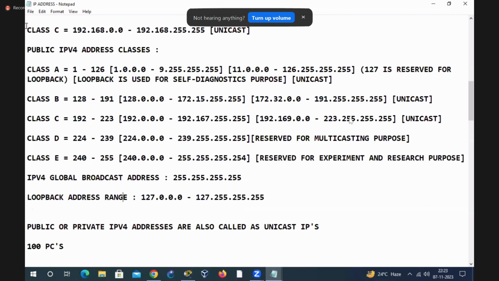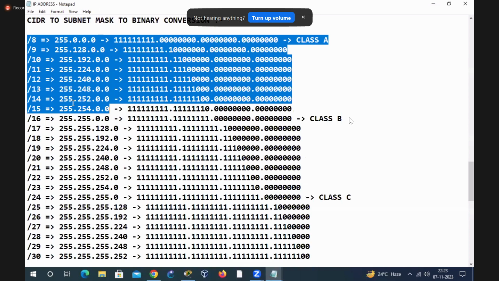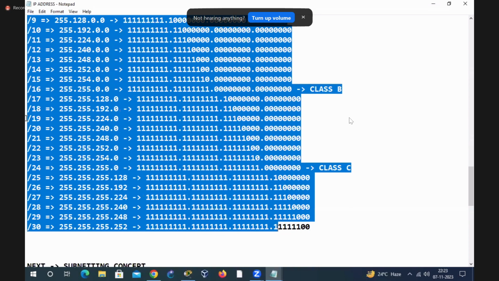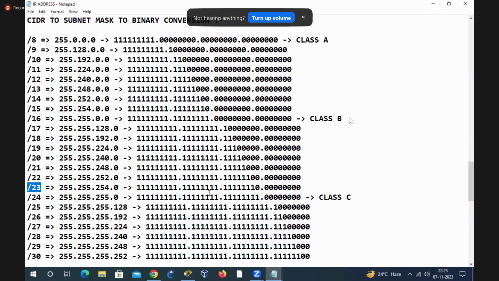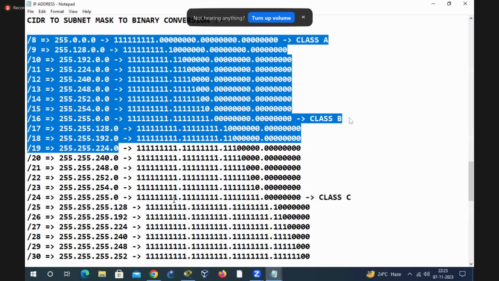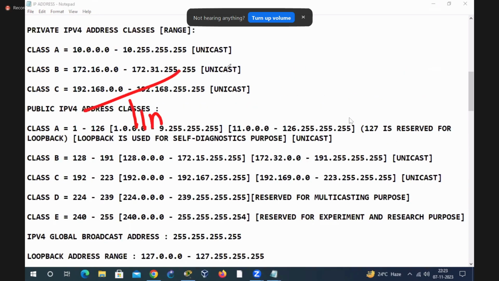And this particular conversion: if I ask you any values from here, you should be able to tell me the subnet mask of it. If I ask you the subnet mask, you should tell me the CIDR of it. Because maximum time these questions are asked. They can ask you the CIDR and you tell the subnet mask, or they give you a subnet mask and you tell what CIDR value it is. So this particular table and this public address range is what you need to prepare right now. I'm giving you 15 minutes to complete it fast.